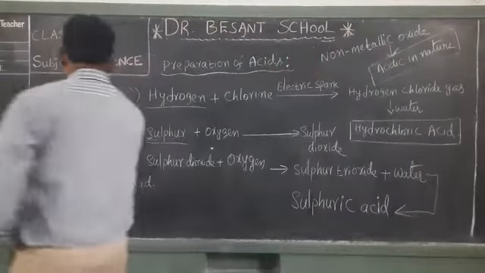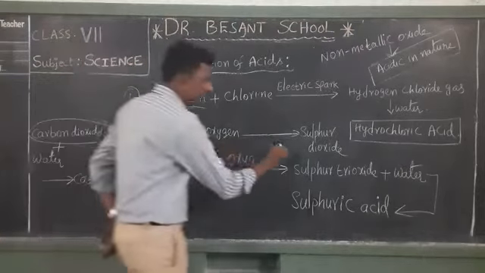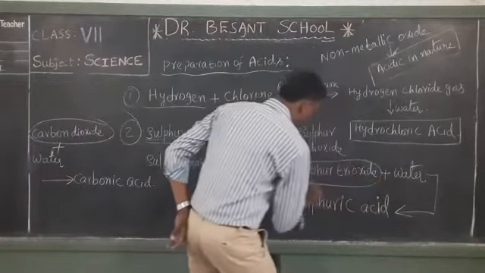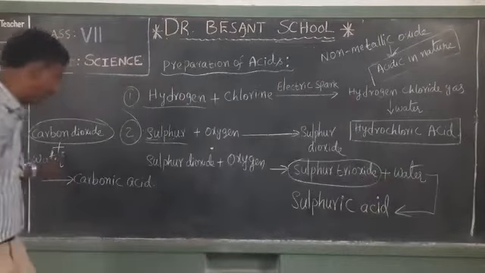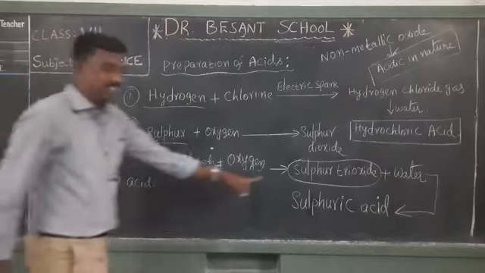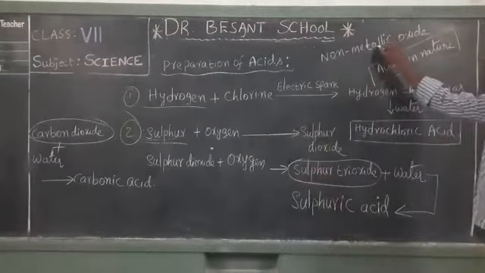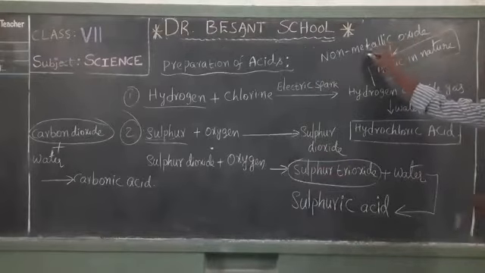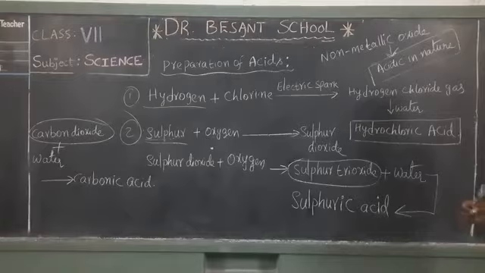Okay, my dear students. So you can see here non-metallic oxide, here also non-metallic oxide. Non-metallic oxides when dissolved in water produce acids. That's why here I have mentioned non-metallic oxides are acidic in nature. Note this down.